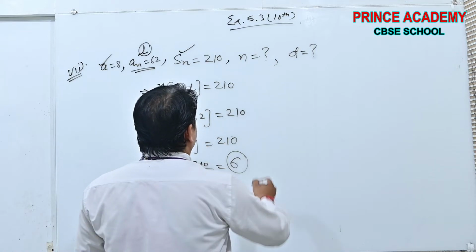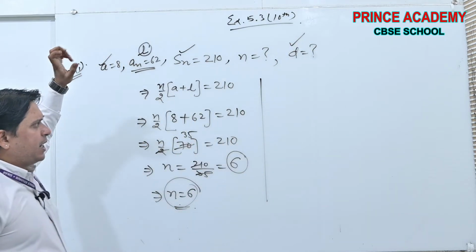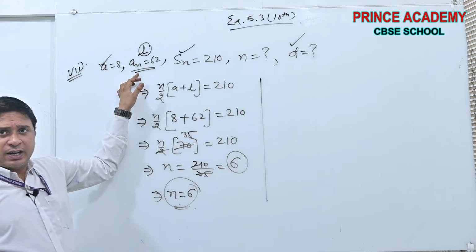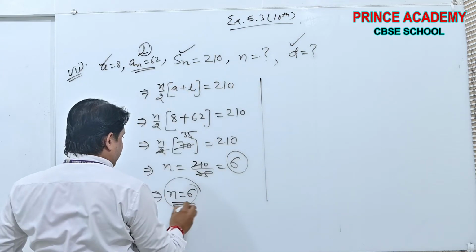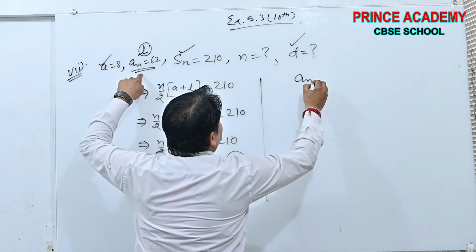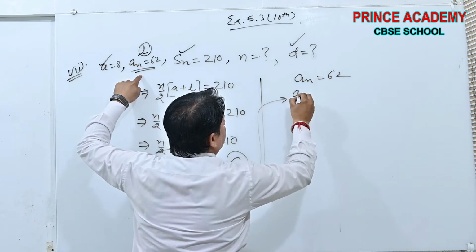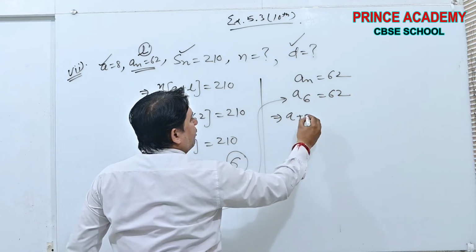Okay, then we have to find d. How can we find d here, beta? See, n is 6 here. an is given as 62 and n we found is 6. Therefore, a6 is 62. a plus 5d is 62.